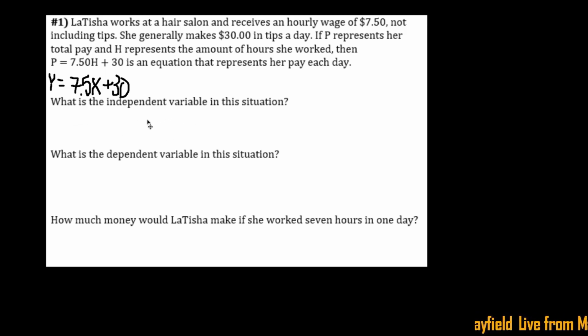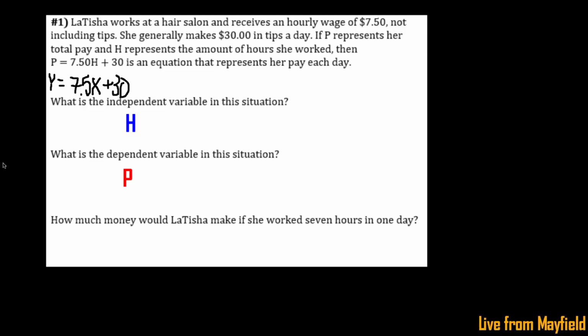So when it's asking for what is the independent variable in this situation, you have to say, okay, well, I have two options. It's going to be one of these two letters, either P or H. Since it's an independent variable, it's the one that is measured, meaning it's the one that is controlled. So the amount of hours that she works is the independent variable. It's the one that's going into the function, meaning it's the X value. And that means the total pay, P, is the dependent variable.